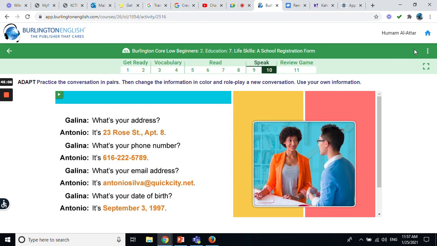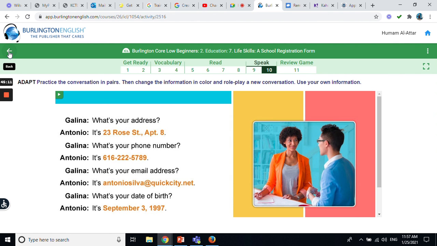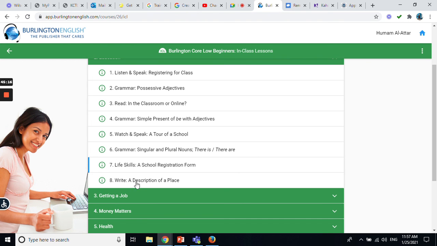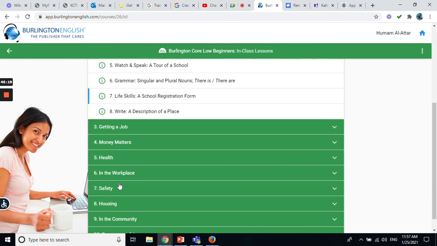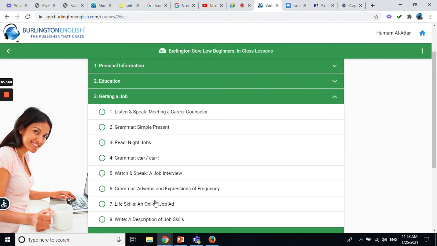This week we are going to do the last part of this lesson. So today is Monday. That means Wednesday we are going to do this part, number 8, and then I'm going to drive around dropping off new packets for number 3, getting a job. This is a very good module. It is very important and it has a lot of information and key vocabulary words.